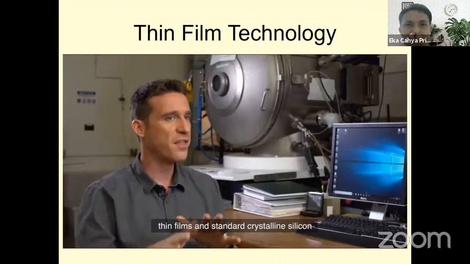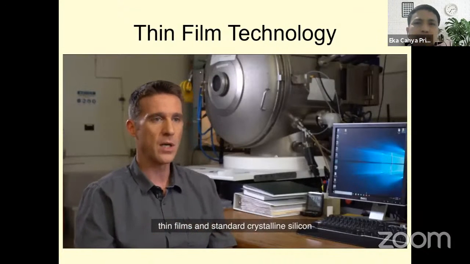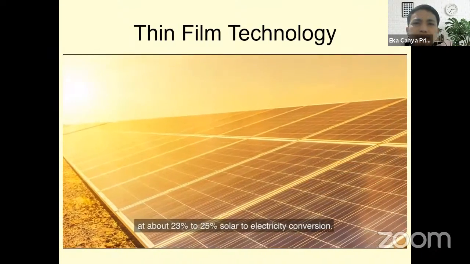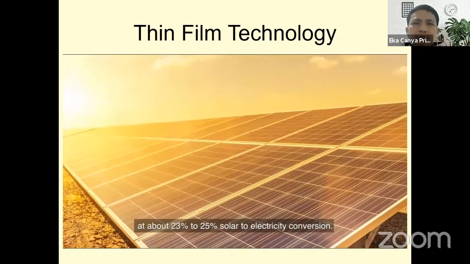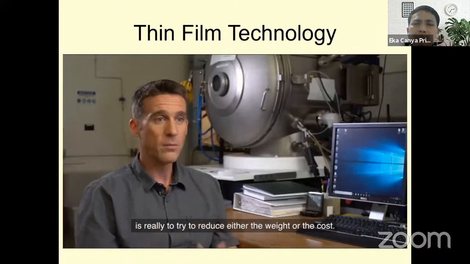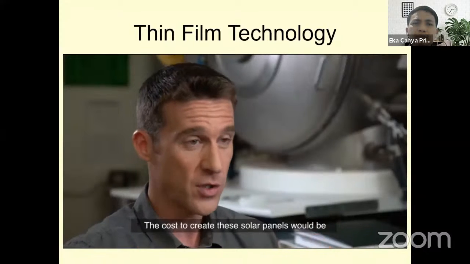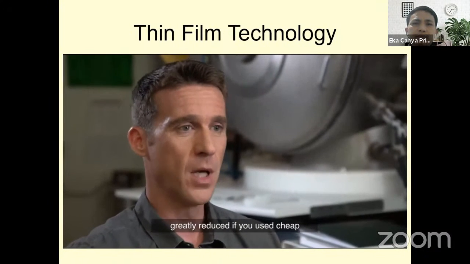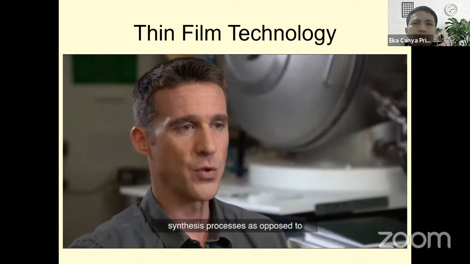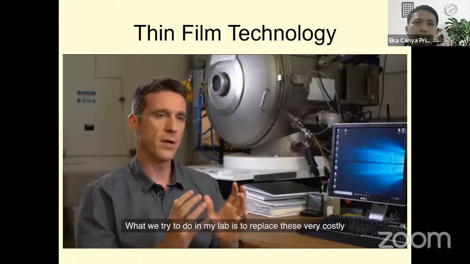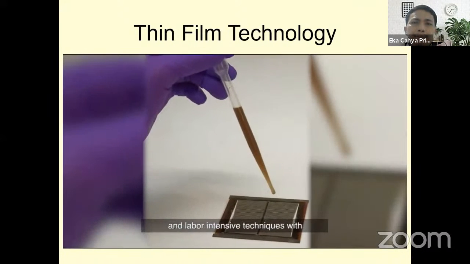In terms of efficiency, I would say thin films and standard crystalline silicon are pretty much at the same level, at about 23 to 25% solar to electricity conversion. The reasoning behind using thin films is really to try to reduce either the weight or the cost. And the cost to create these solar panels would be greatly reduced if you use cheap synthesis processes as opposed to vacuum-based technologies.